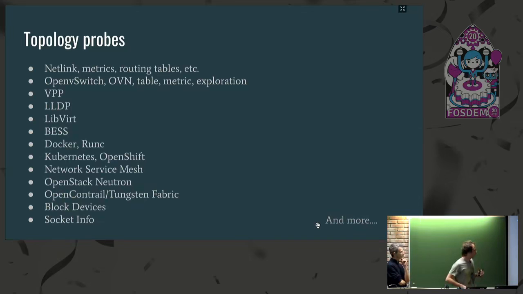We also get information from physical machines through LLDP. We have probes for libvirt to get the information for our VMs. We have a Kubernetes probe. We also have Docker integration, so you can see all your Docker containers. We also have completely unrelated network probes, such as the block device probe, so you can get information about the disks on your systems and stuff. And that's pretty much all we have for the topology.